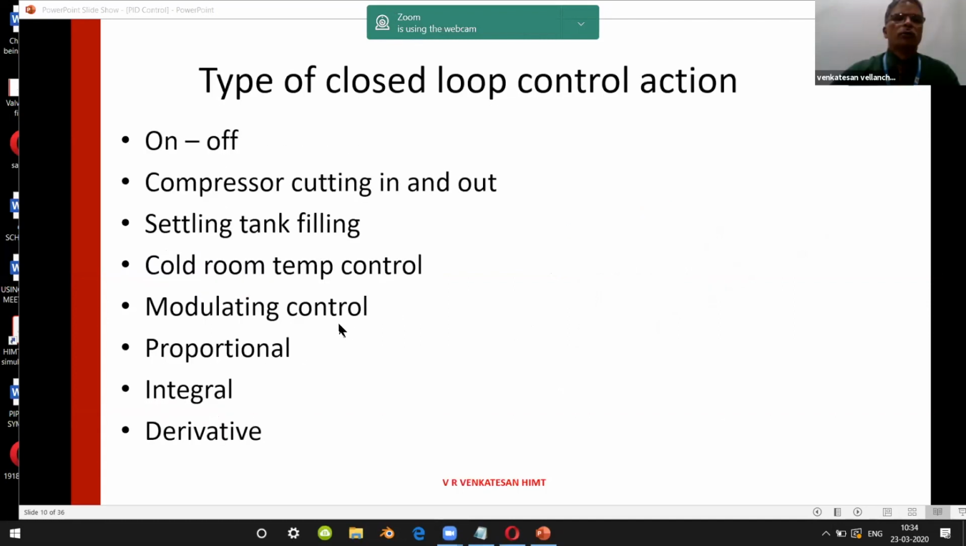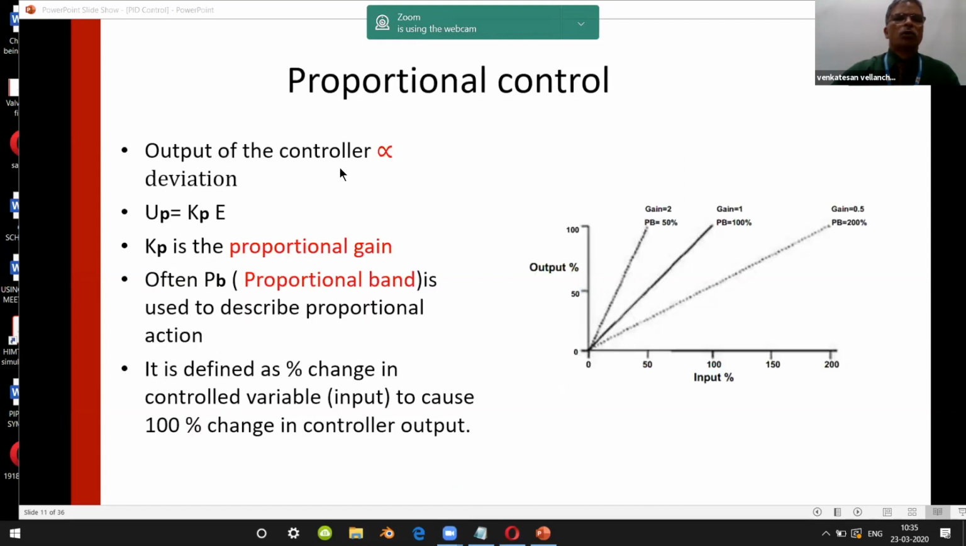All right. So what I was saying was that modulating control comes in three parts: proportional, integral, and derivative. We'll be looking at each of them one by one. Proportional control means the output of the controller is proportional to deviation. Output is equal to gain multiplied by deviation, and KP is called the proportional gain.